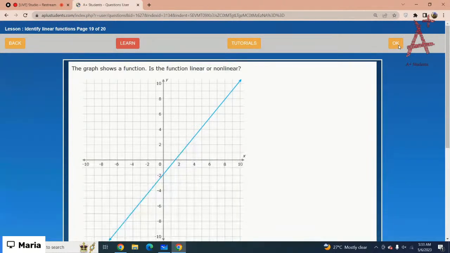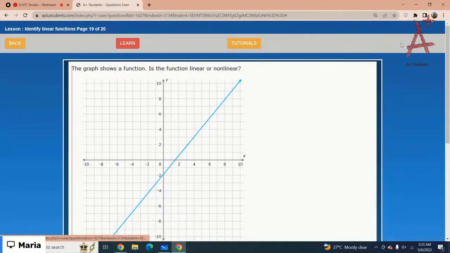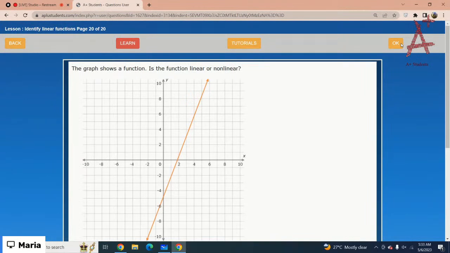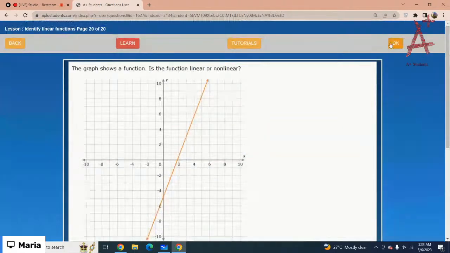The graph shows a function. Is the function linear or non-linear? It would be a linear function. The graph shows a function. Is the function linear or non-linear? It would be the linear function. Okay, we are done with the lesson.